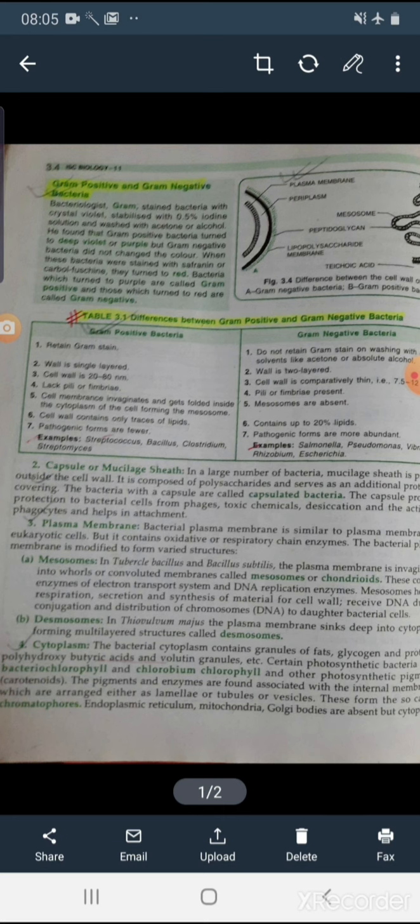So, in gram positive bacteria, the gram stain will be present there, but in gram negative bacteria the gram stain will not be present, or on washing with any kind of organic solvents or chemicals like acetone or absolute alcohol, it will be gone. Okay, in case of gram positive bacteria, the cell wall is single layer, but in case of negative it is two layered. In gram positive bacteria, any kind of pili or fimbriae is not present, but pili or fimbriae is present in case of negative ones.